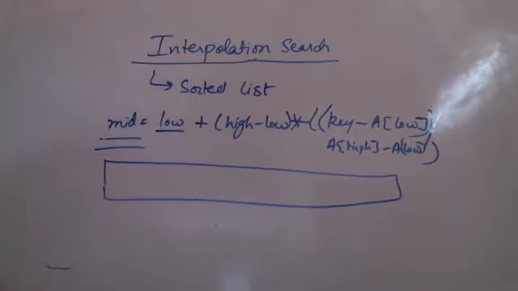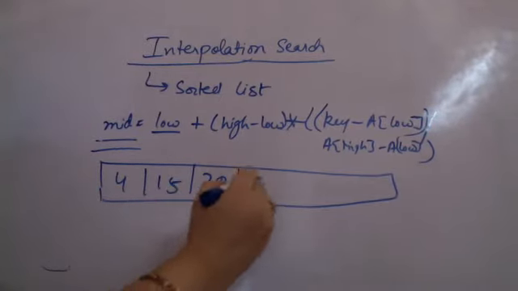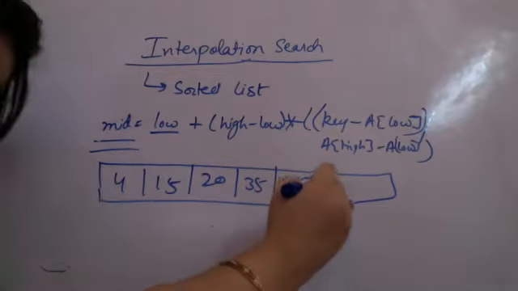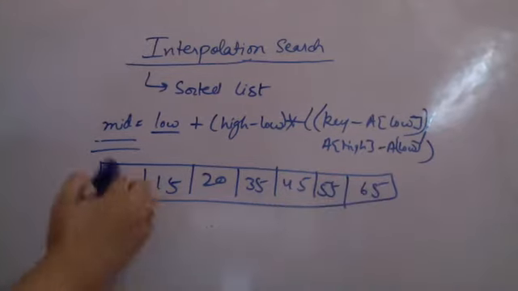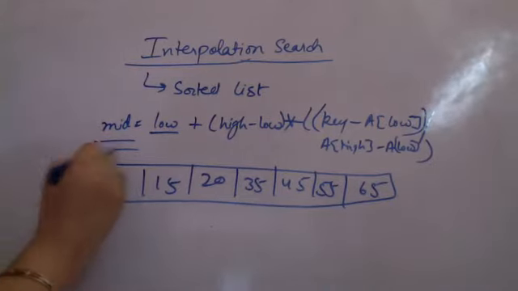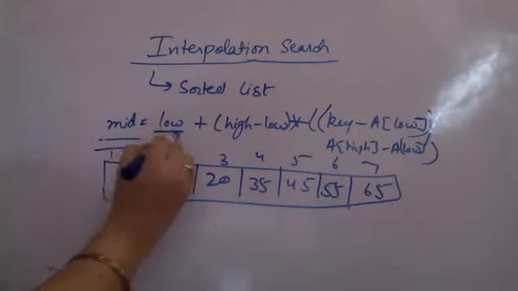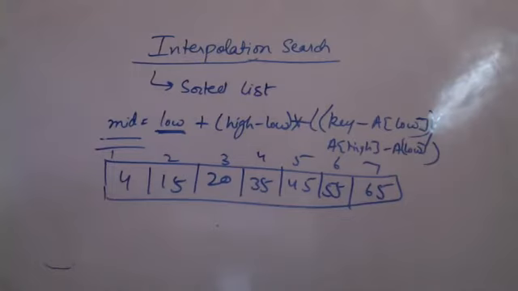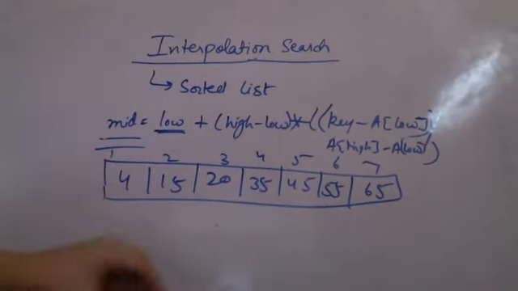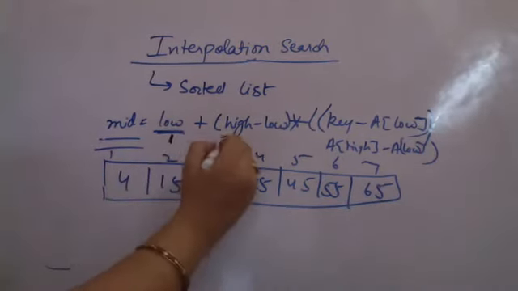So let me take an example. Supposedly I am having the example 4, 15, 20, 35, 45, 55, 60. It is a sorted list and almost evenly sorted list. So the positions are 1, 2, 3, 4, 5, 6 and 7. Now I am having the low. If initially I am calling, the first call, the low is 1, high is 7.